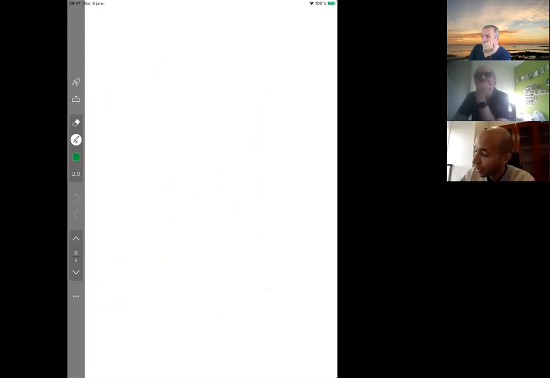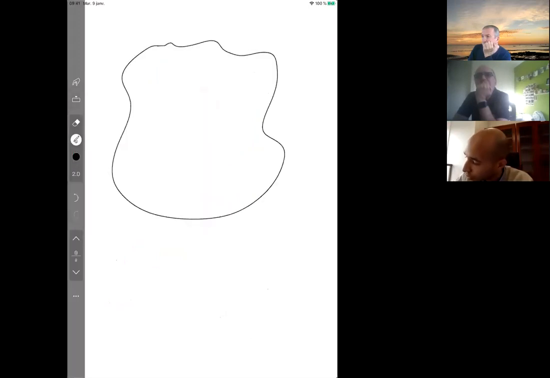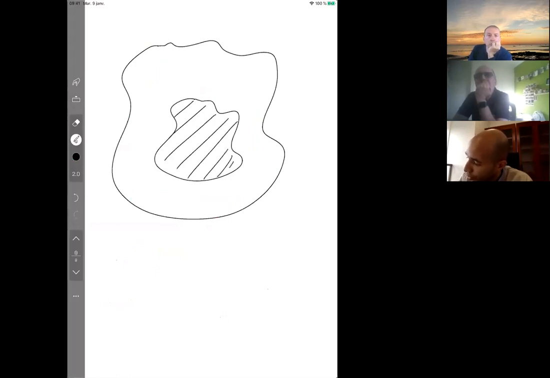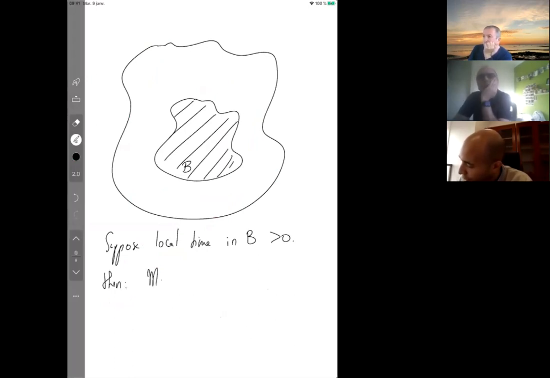And so in the general case of a general metric graph, you have your metric graph, and you take a subset, and you suppose that the local time in the subset, let's say I call it B, the local time in B is always positive. Then you have a Markov property. And that's also just for intensity 1/2.